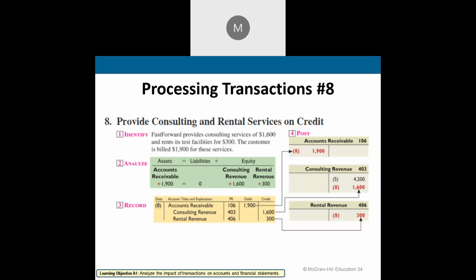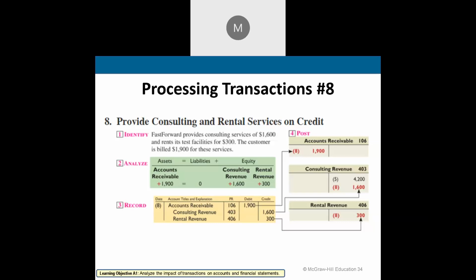So here's how it looks. We provided consulting services to the customer, $1,600. And we also allowed them to rent some stuff from us for $300. Think of it like an AV, you know, or maybe they're renting the space. So we bill them $1,900. $1,600 plus $300 is $1,900, of course.